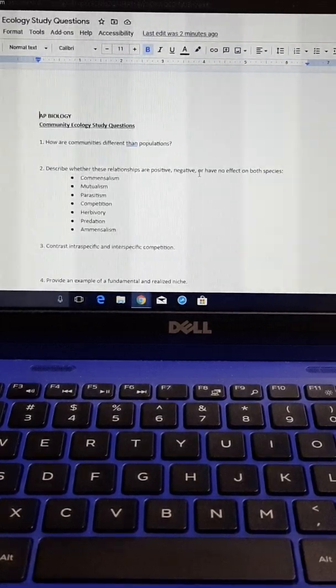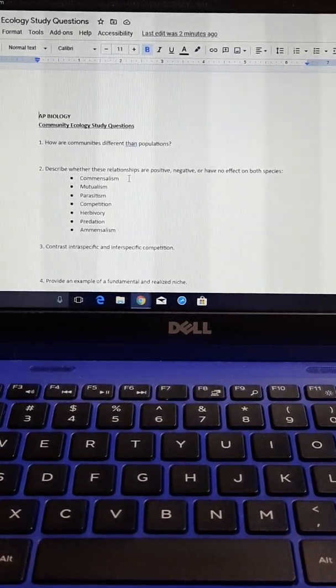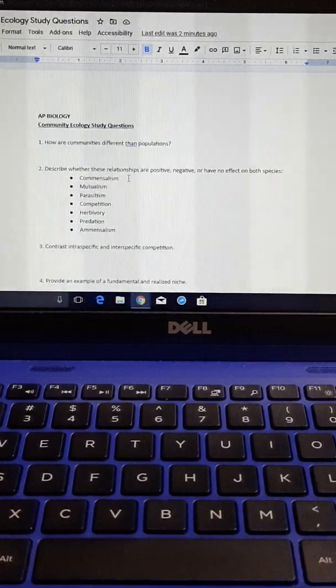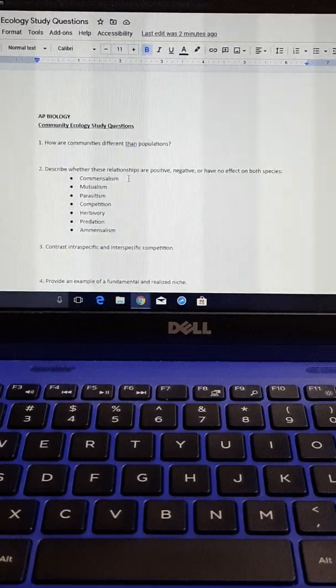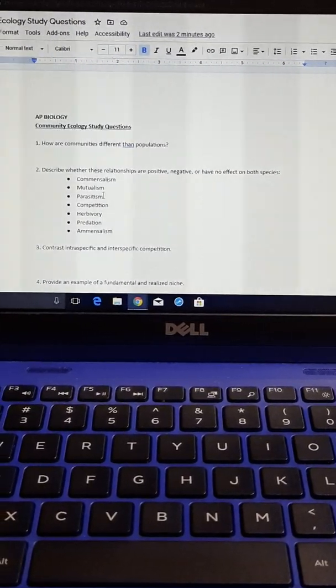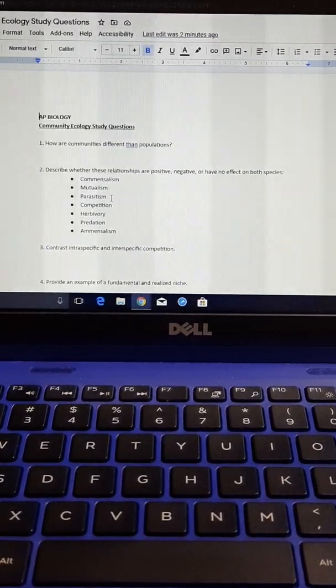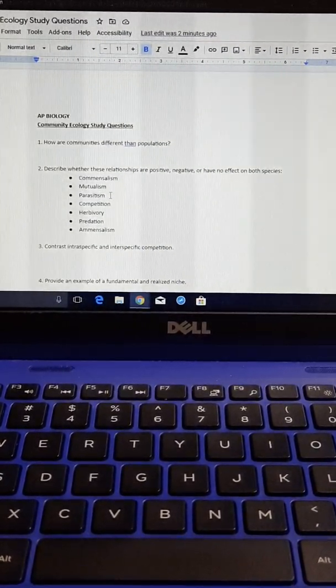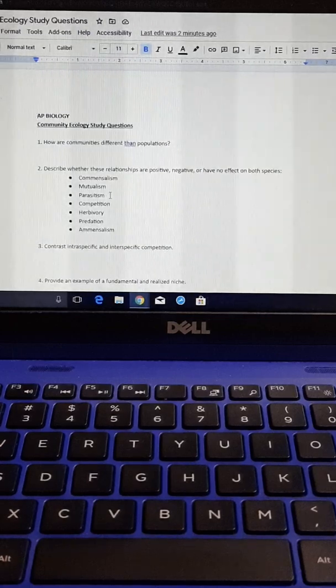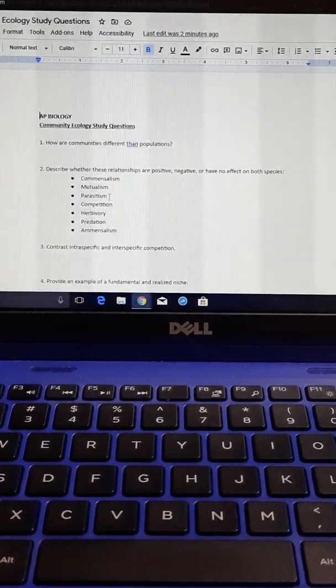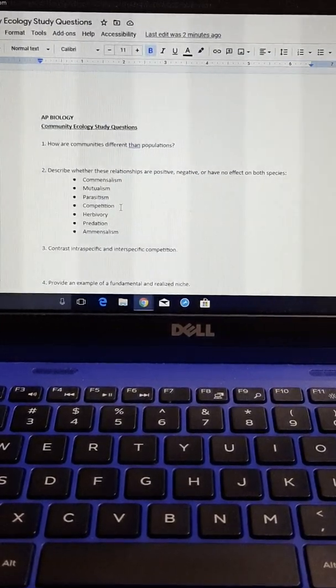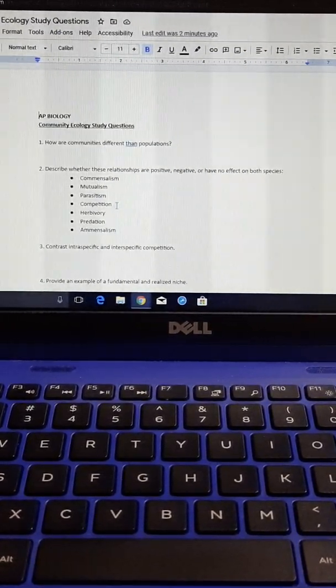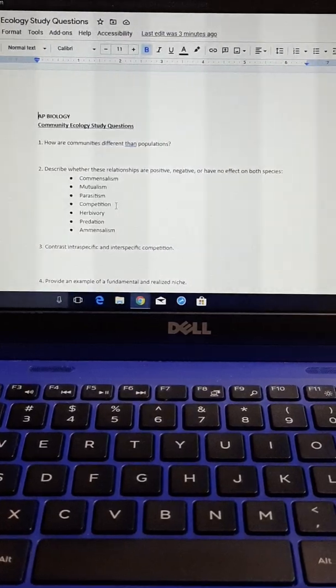Describe whether these relationships are positive, negative, or have no effect on both species. Right, so these were from the PowerPoint, and we're just going to go through them. We have parasitism, which is obviously a negative effect on the host and a positive effect on the parasite. Competition, I believe it's a negative. Both of them lose energy.